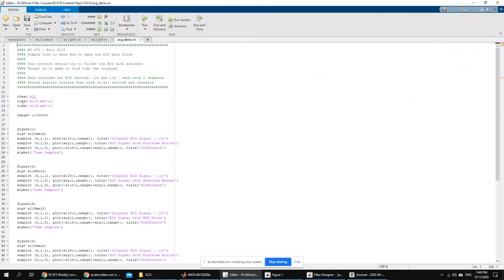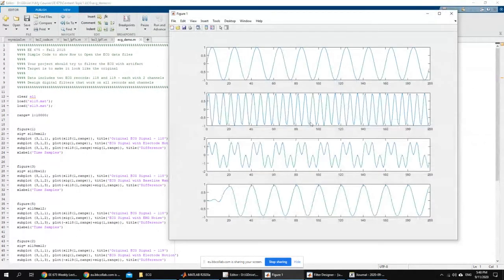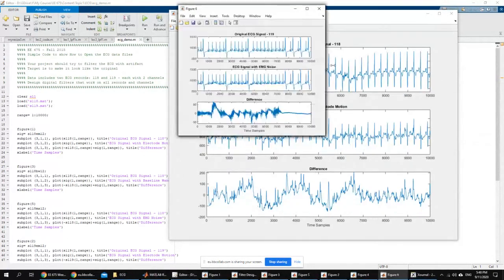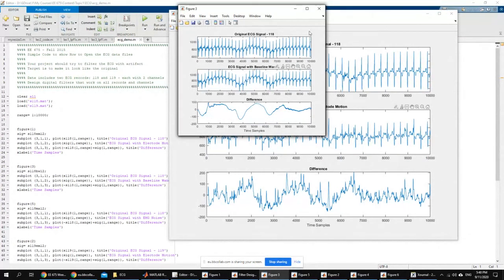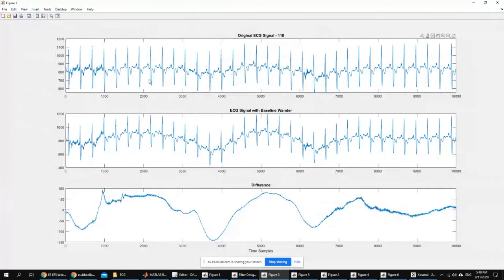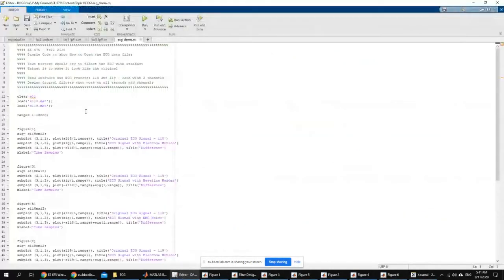You have two data files. It loads both data files and plots everything. See here, for example, five figures or six. So for example, this is the baseline wander. This is the original ECG that you have, okay? So what I'm going to do is start with ECG demo and take this signal here, and add noise to it. Add 60 hertz noise to it. Let's do that together, okay?